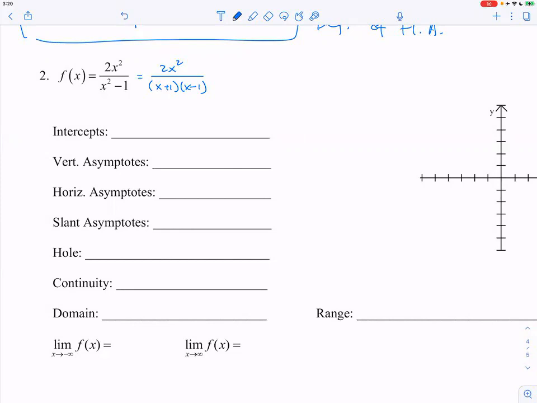And then there's nothing to cancel out, so there's no hole. Okay, there's no hole. And I think you can write down the vertical asymptotes, which is x equals -1 and x equals 1.